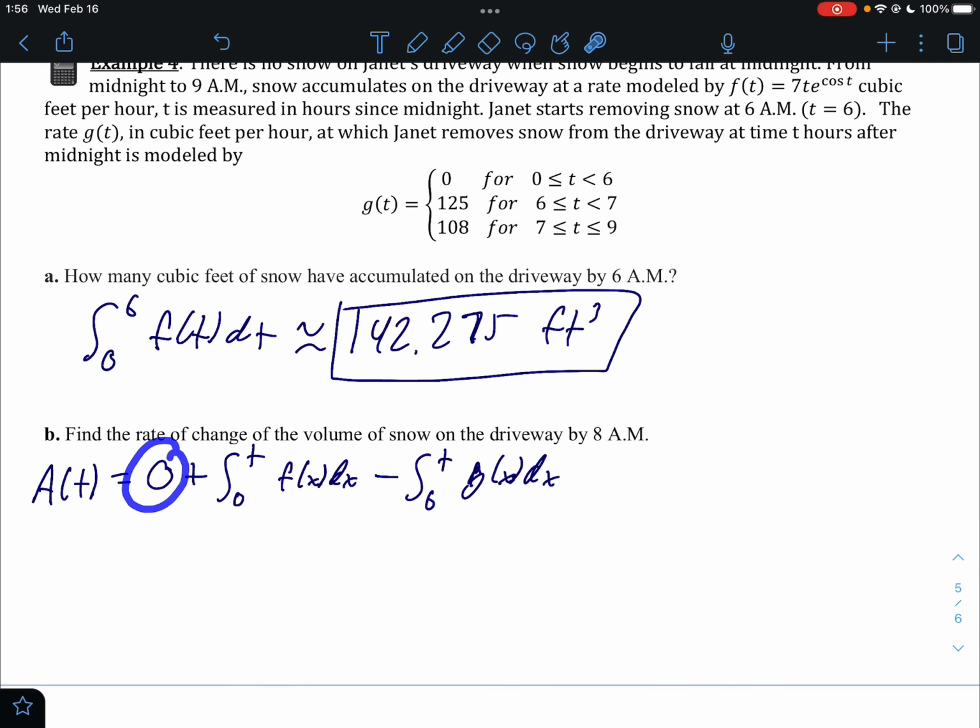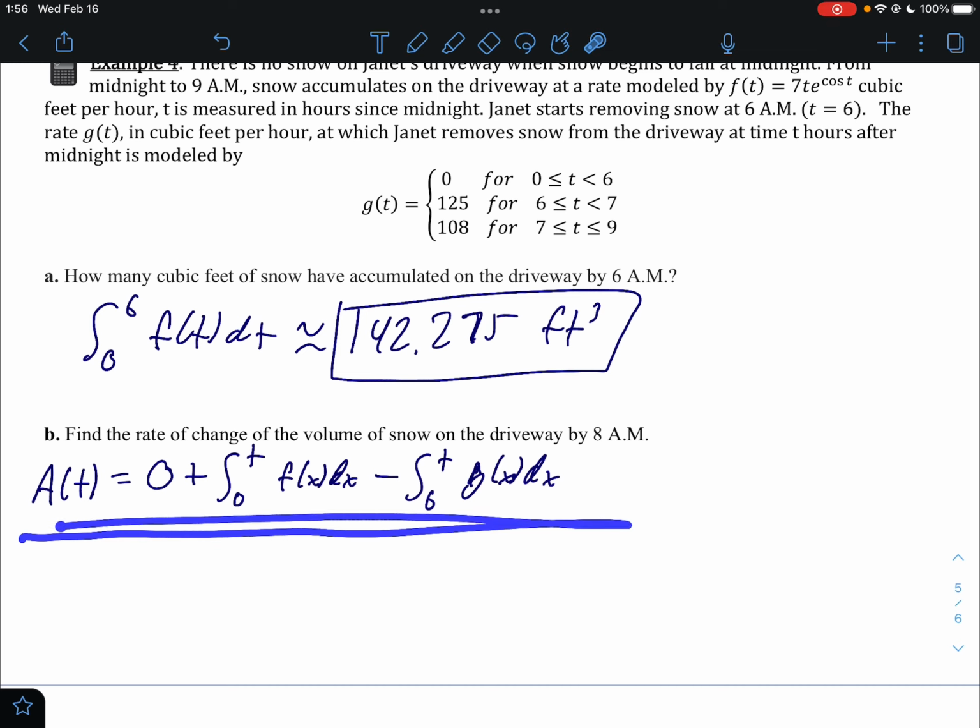0, because there is no snow at midnight. 0 to t, because the snow started falling at t equals 0. And then subtracting, because we're removing starting at 6, so from 6 to t of that. So this is an equation for the amount of snow at any time.